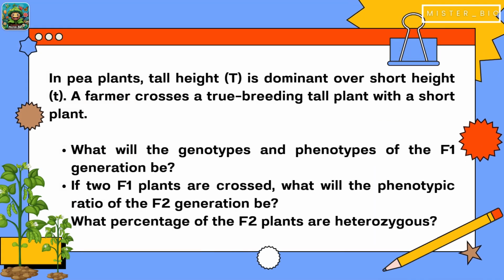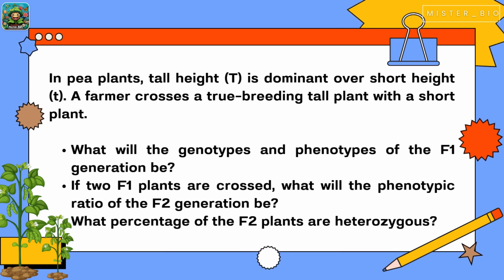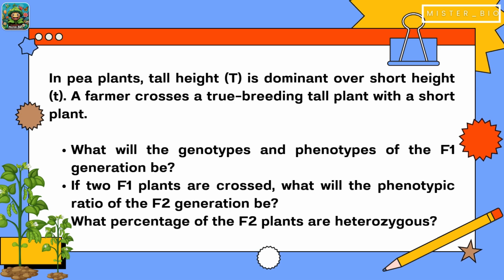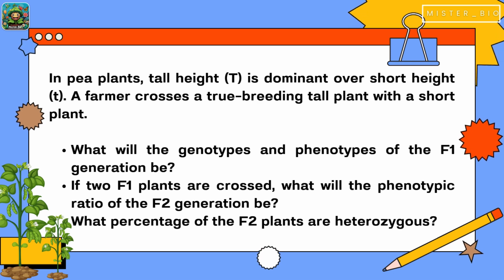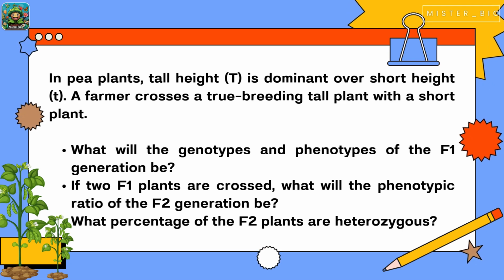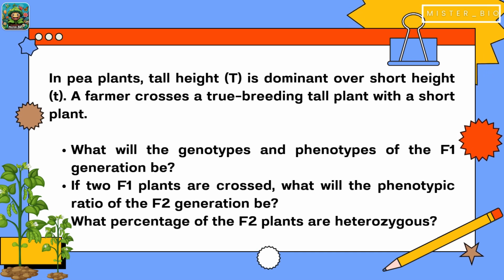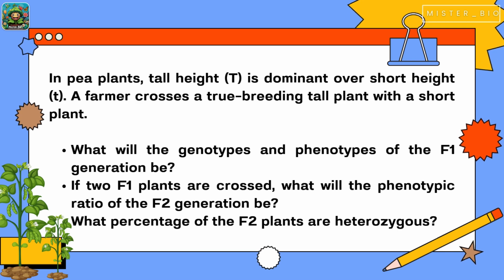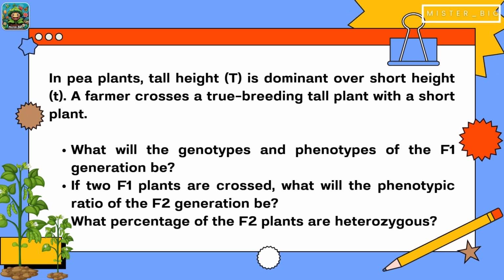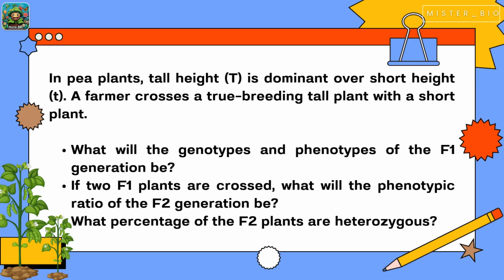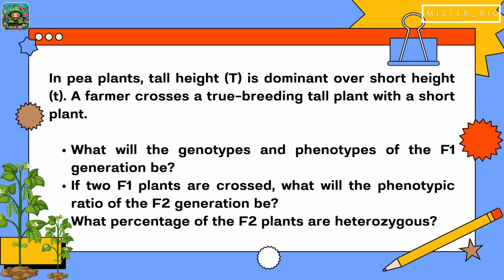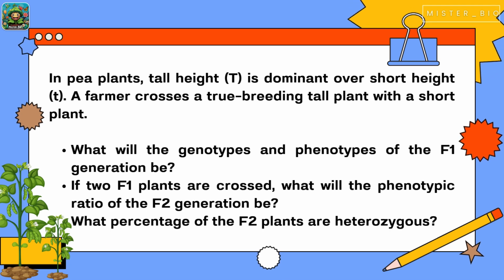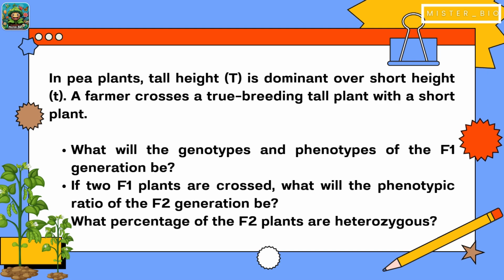So here's our second problem. In pea plants, tall height, uppercase T, is dominant over short height, lowercase t. A farmer crosses a true breeding tall plant with a short plant. We will answer three questions. First, what will the genotypes and phenotypes of the F1 generation be? Second, if two F1 plants are crossed, what's the phenotypic ratio in the F2 generation? And last, what percentage of the F2 plants are heterozygous?